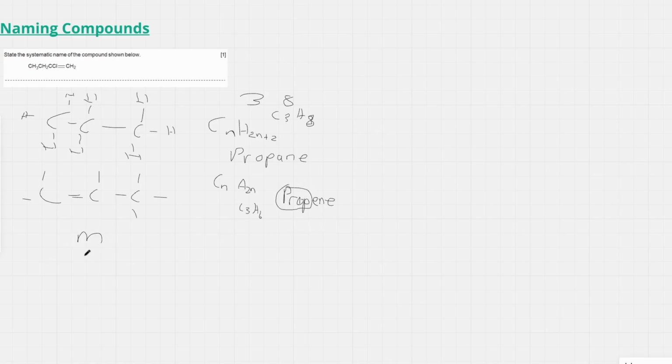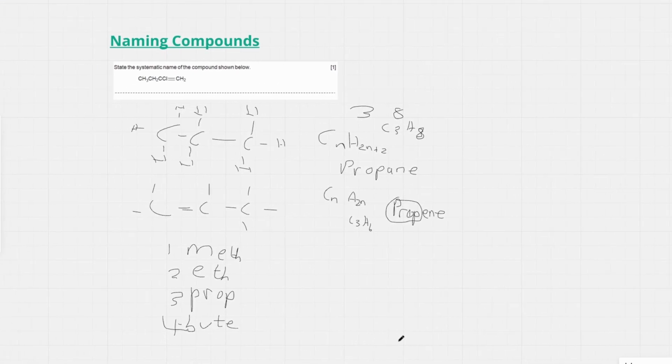monkeys eat and peel bananas. So meth, eth, prop, and but, for 1 carbon, 2 carbons, 3 carbons, 4 carbons. And that's the basics of the first bit of hydrocarbons. So I'm just going to get rid of this.